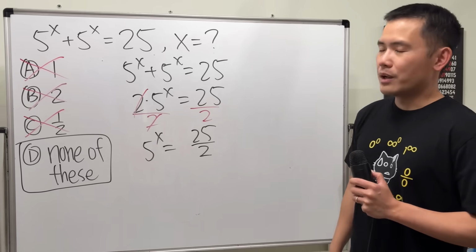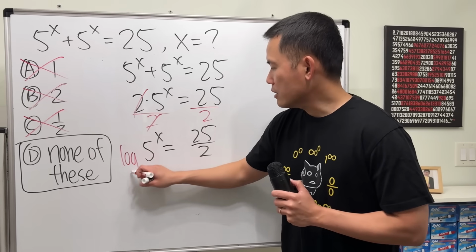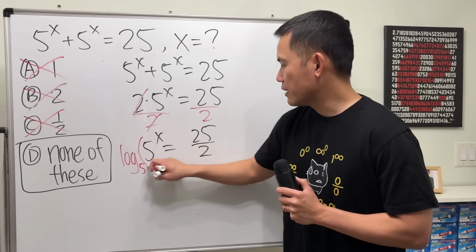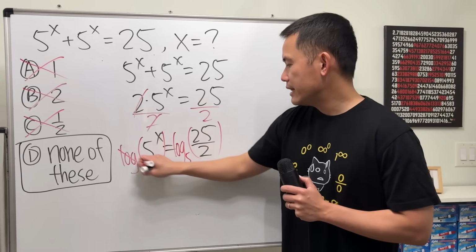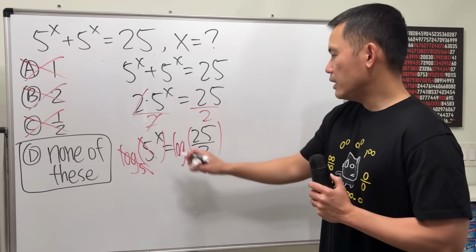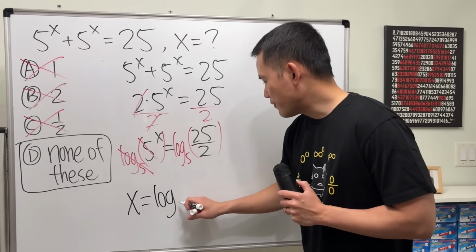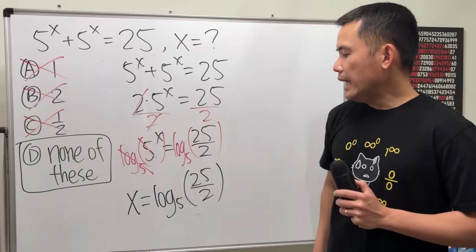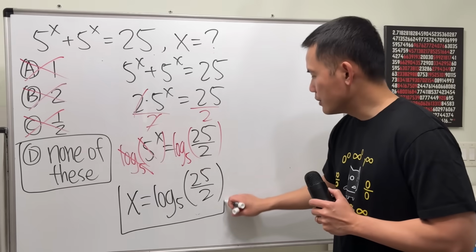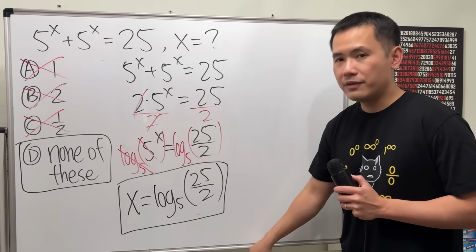So we'll do the second way, which is we use logarithm. So we will just take log with the same base, which is 5 here. We do that both sides, so that this and that can cancel. And we'll just get x by itself, which will be log base 5 of 25 over 2. In my opinion, this is a totally okay answer.